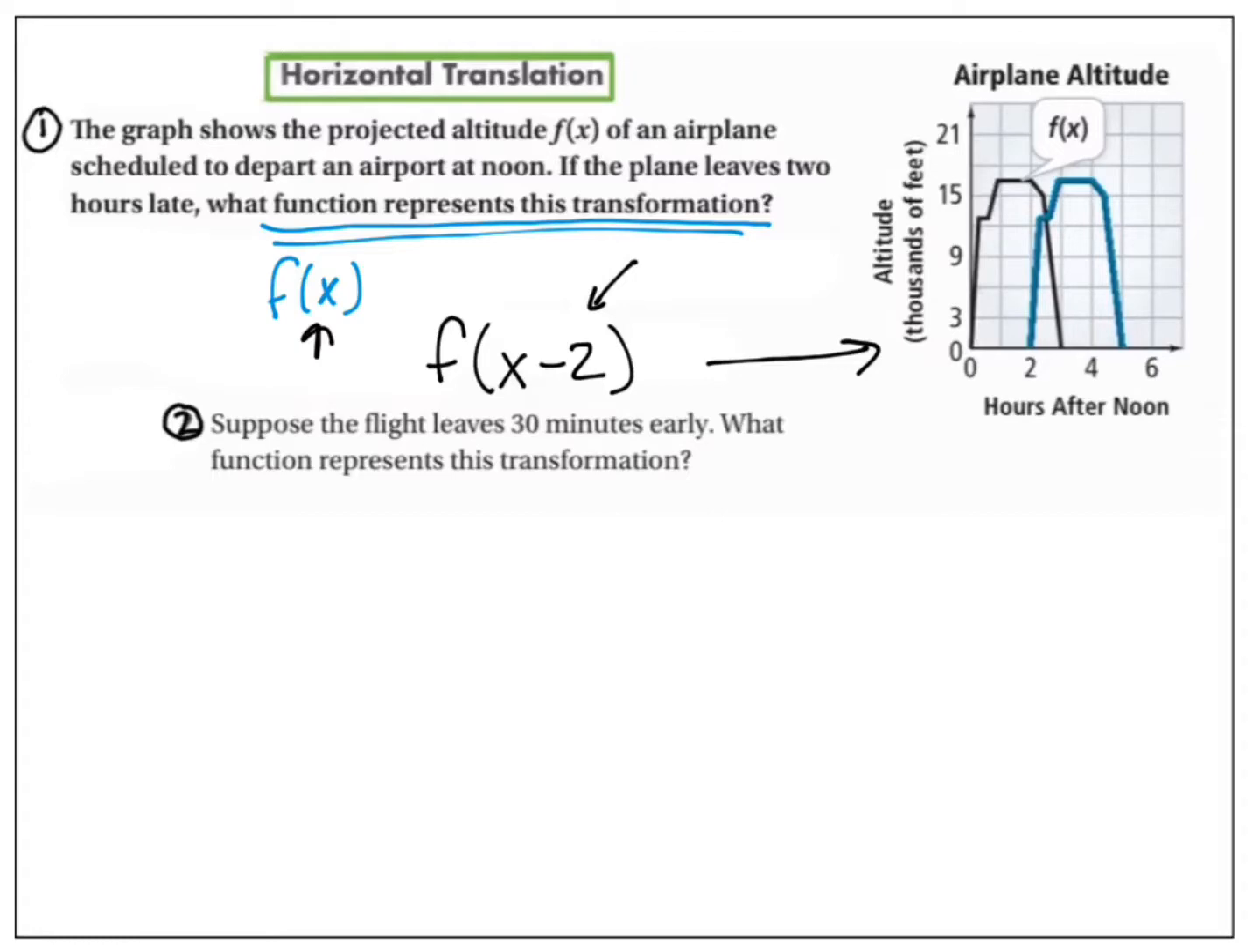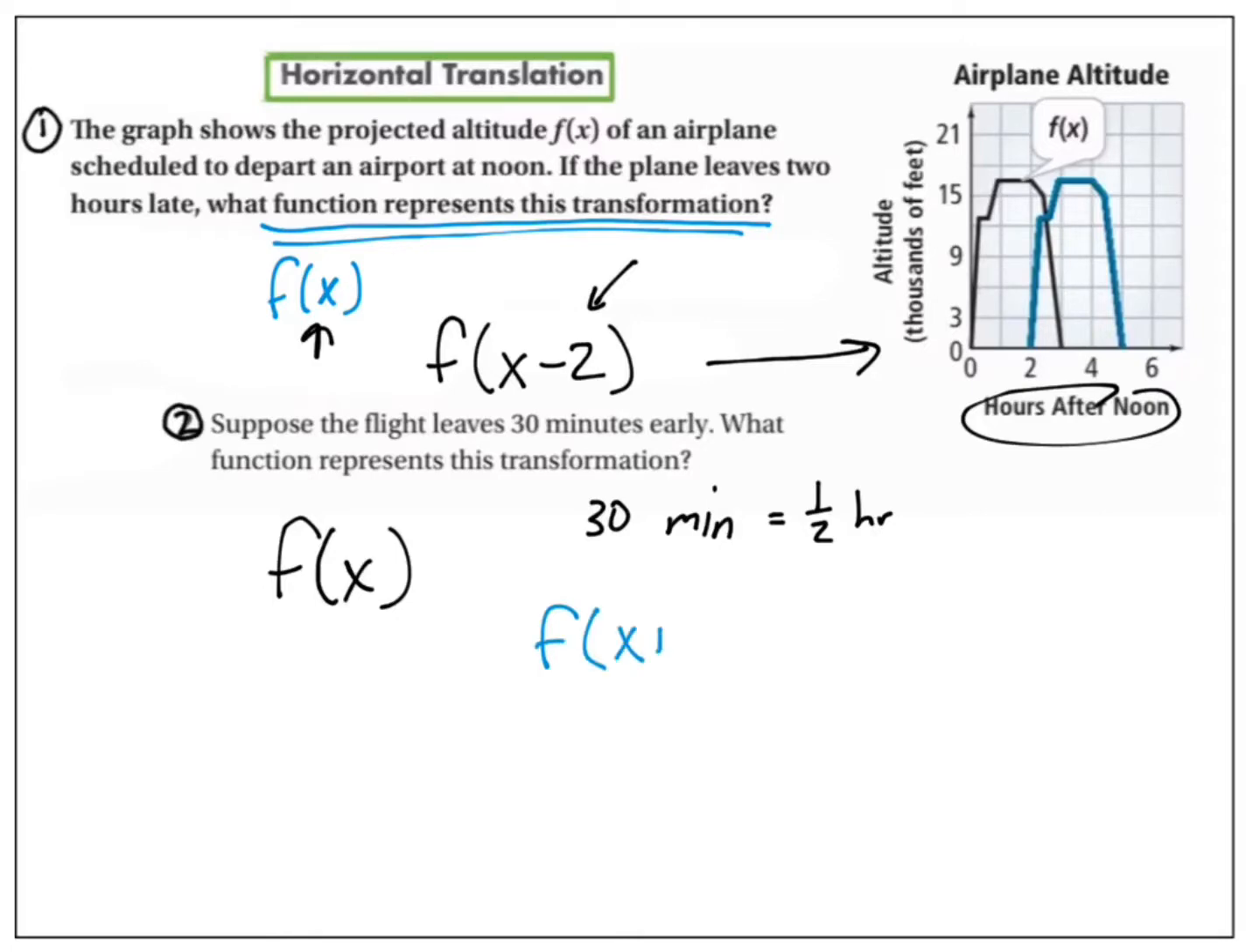And here it says, suppose the flight leaves 30 minutes early. What function represents this transformation? So if we're talking about the original and we want to show 30 minutes earlier, remember this is done in hours, so 30 minutes equals a half an hour. If we're leaving 30 minutes earlier, we're going to be adding to our time here, since we're leaving early. And so it'd be f of x plus 2.